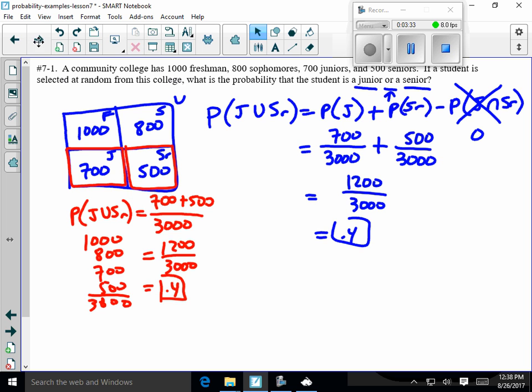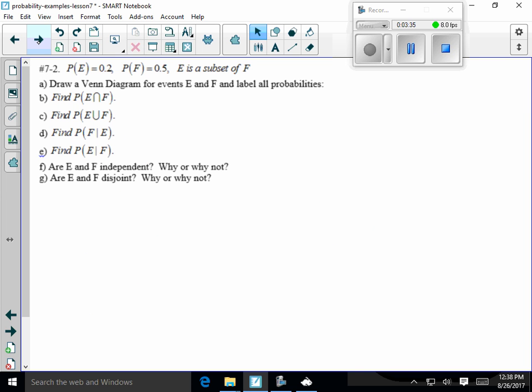All right, let's take a look at another problem. This one says we have 2 events, E and F. They're sort of generic events. We know the probability of event E is 20%, the probability of event F is 50%, and we're told that E is a subset of F. Then it says to draw a Venn diagram to find the probability of E and F, the probability of E or F, the conditional probability of F given E, and then E given F, and then answer the questions: are these independent and are these disjoint? So go ahead and try pausing the video and try this problem out.